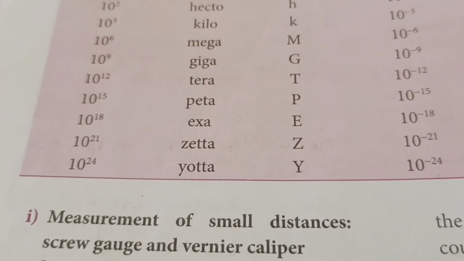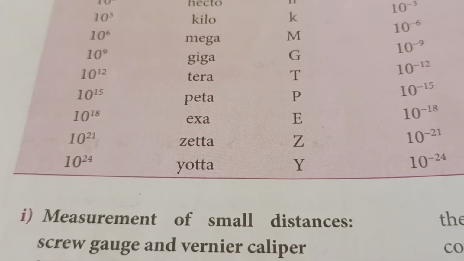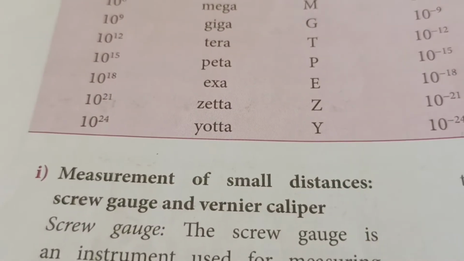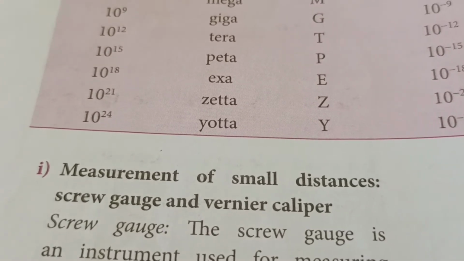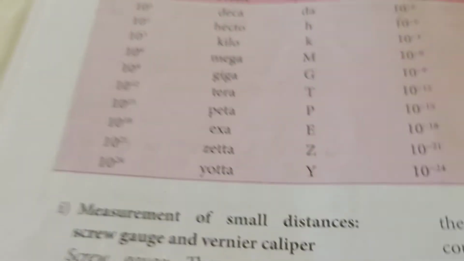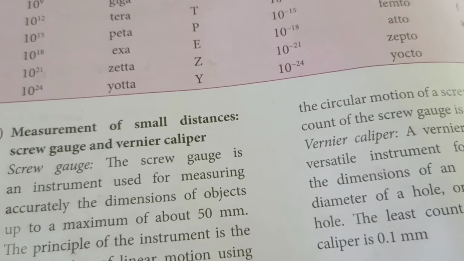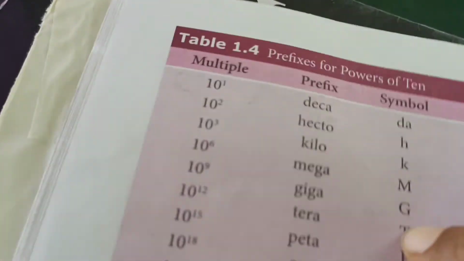10 power 12 tera, capital T. 10 power 15 peta, symbol capital P. 10 power 18 exa, capital E. 10 power 21 zetta, symbol Z. 10 power 24 yotta, symbol Y. Then submultiples. You already know the features or advantages of the SI system: multiples and submultiples can be expressed as powers of 10.